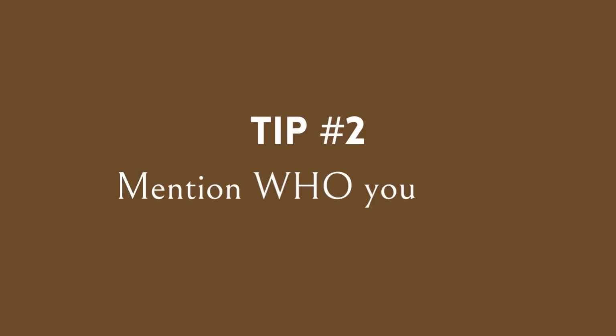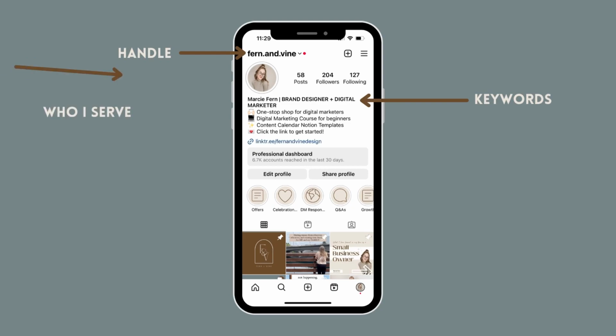The next thing I would recommend that you have in your Instagram bio is mentioning who you serve. So under your name, the first thing that you should have is who you serve. So exactly who your target audience is. For instance, my business is all about how to be a digital marketer, how to sell digital products on Instagram, on social media. And so my very first line is one-stop shop for digital marketers. So that when somebody comes to my page, they know that I serve digital marketers. If they're a digital marketer, then I am there to help them.